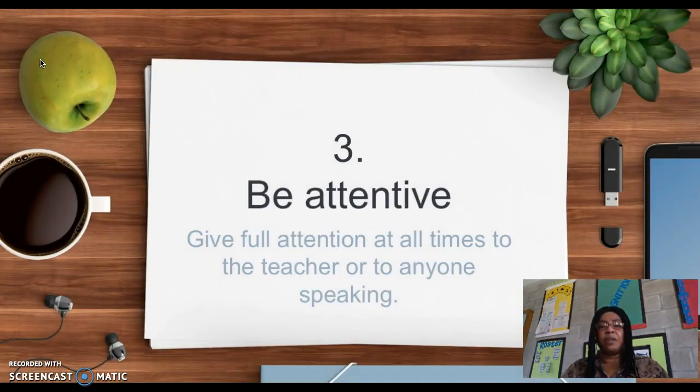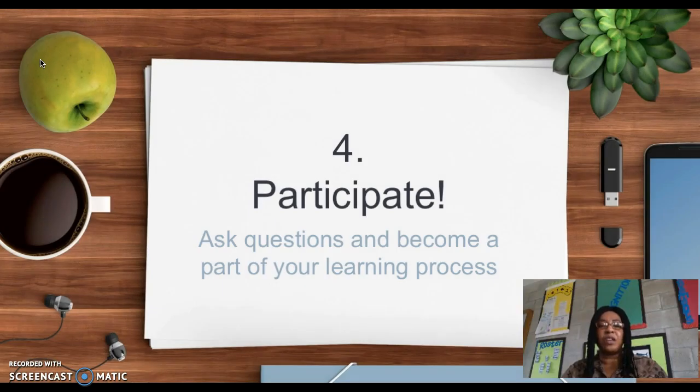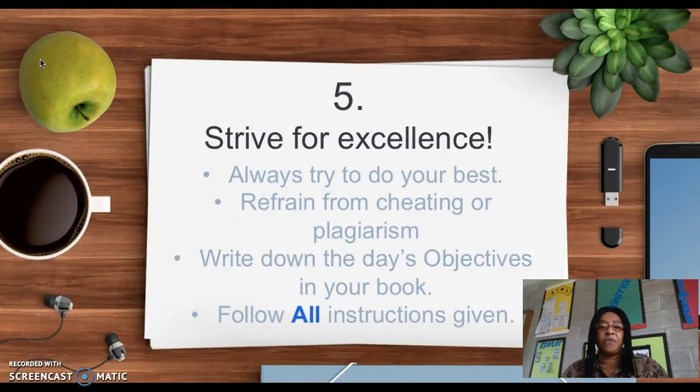3, be attentive. Give full attention at all times to the teacher or to anyone speaking. 4, participate. Ask questions and become a part of your learning process. 5, strive for excellence. Always try to do your best.